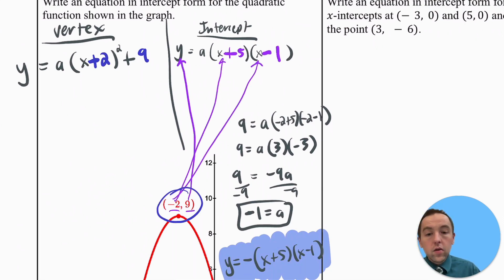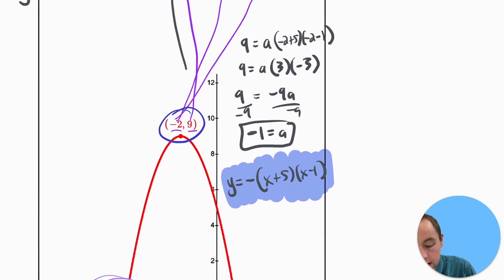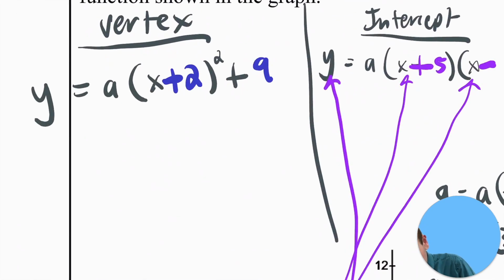And then we just don't know exactly what the a value is, but we can plug in some other point on the graph. We can't use the vertex, since this is in vertex form, but since we have the x-intercepts, you could plug in, say, (-5, 0), right? So if you plugged in negative 5 for x and 0 for y, you can then solve to figure out what that a value is going to be.